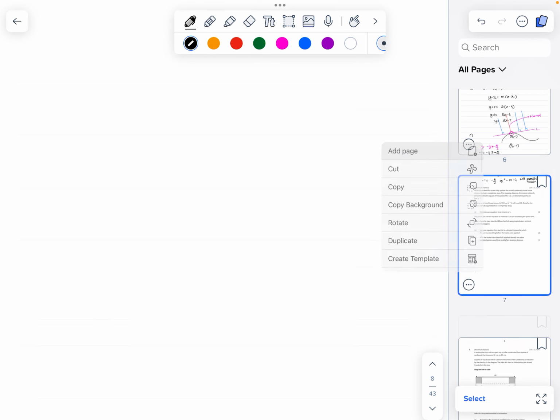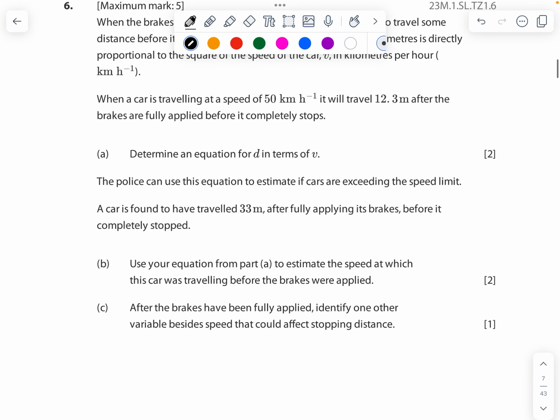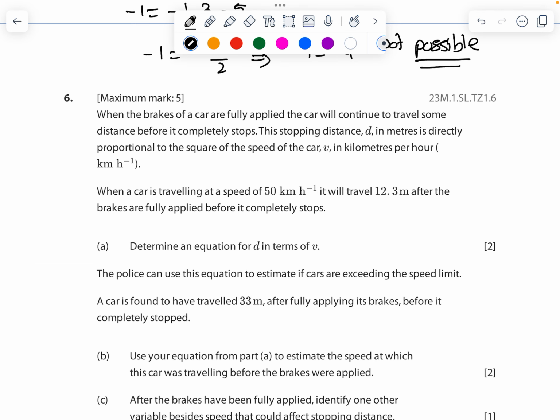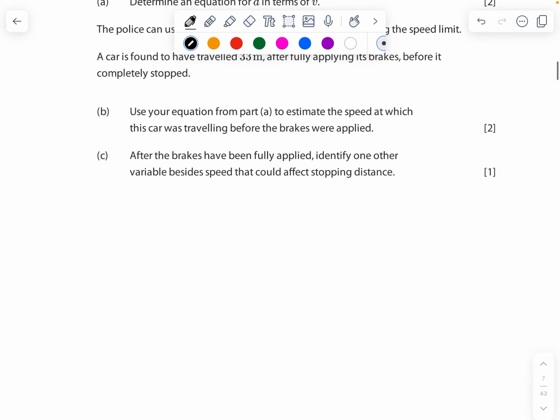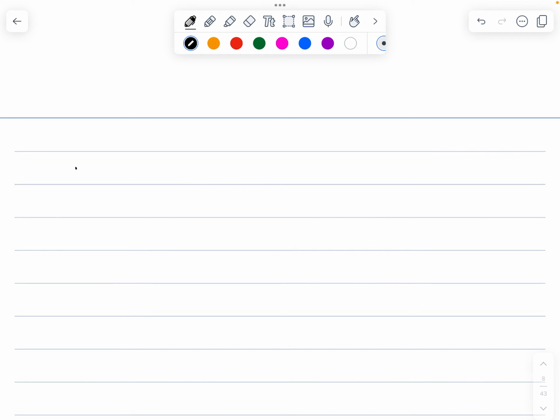Now come to question number 6. What is it telling? When the brakes are applied, the car will continue to travel a distance d before it completely stops. This distance d is in meters, and the speed of the car is in kilometers per hour. The distance d is directly proportional to the square of the speed of the car. So d is proportional to v squared, so d equals k v squared.